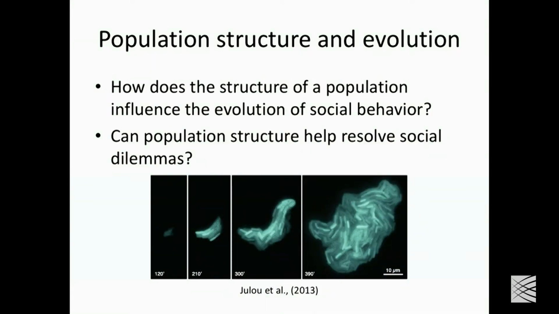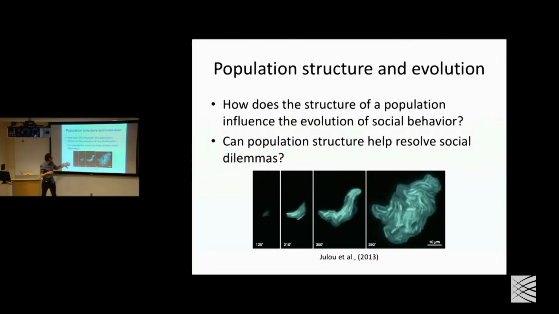And then a major sub-question of that is, how does the structure of a population influence the evolution of social behavior? What do I mean by social behavior? What I mean is behavior that affects others. So this is an example of what I would call social behavior, even though it's maybe not what colloquially most people would call it. This is a growing population of Pseudomonas aeruginosa, and some of them are producing a chemical called pyoverdin, which scavenges iron from the environment.